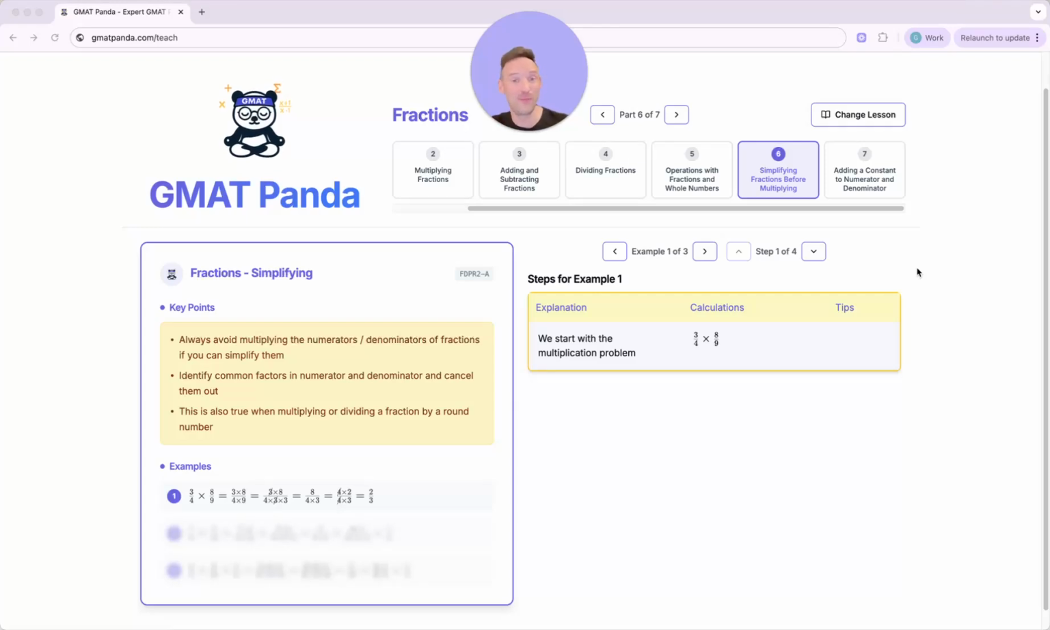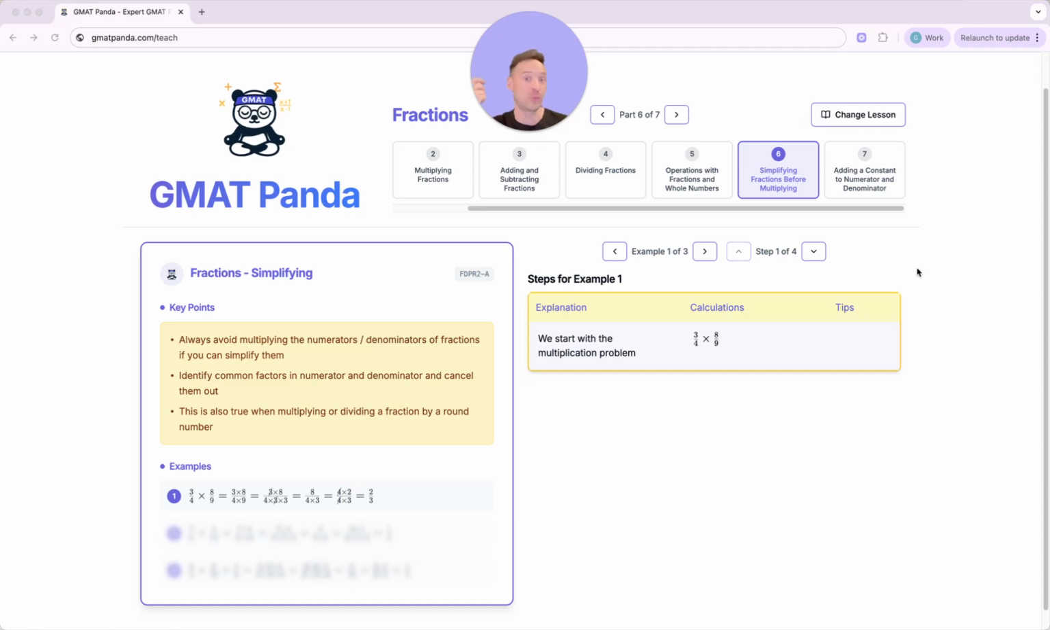Right, now for what is arguably the most important part of this whole lesson. We saw this earlier when we were multiplying fractions together. I told you that in the GMAT you want to, as much as possible, save time and avoid multiplying things together, but look for simplifications. That is actually true in other operations as well. As soon as it involves fractions, we want to look to do this.